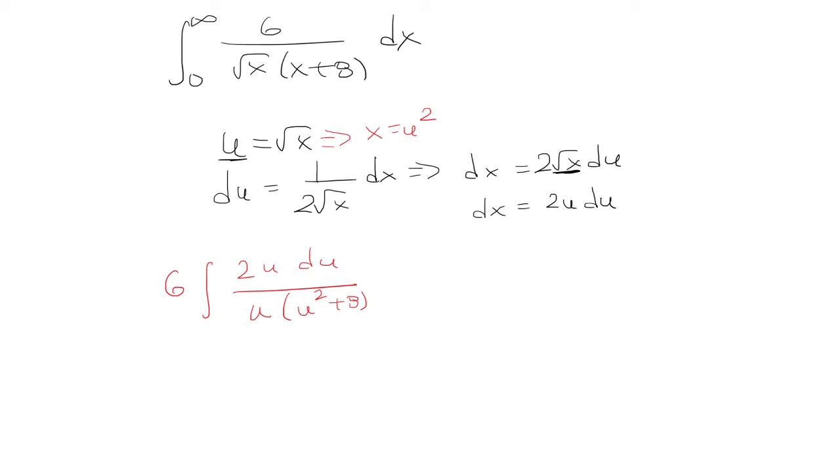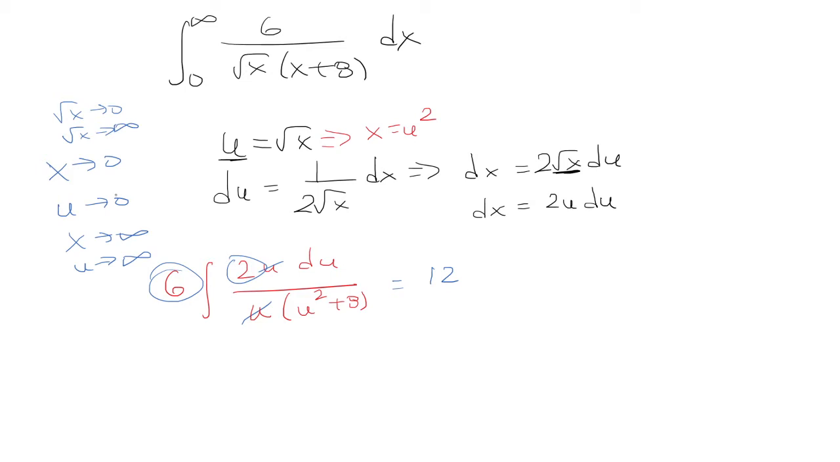Now things are going to cancel. The u's are gone. And I have 6 times 2, which gives me 12. Technically, I'm going to change the limits here. As x approaches 0, u also approaches 0. And as x approaches infinity, u also approaches infinity. Right? Because square root of x goes to 0 and square root of x goes to infinity. So whether you square root it or square it, it's still going to go to 0 and infinity. So I can put the limits here in terms of u. And so this will just be 12 times the integral from 0 to infinity du over u squared plus 8.